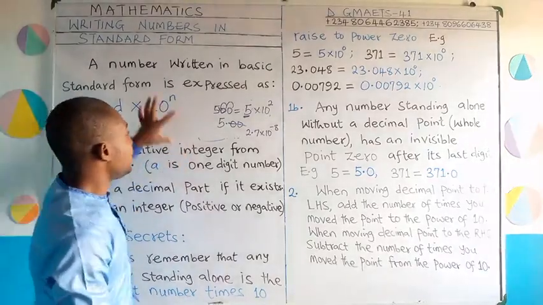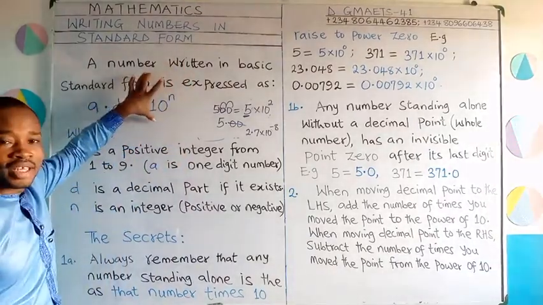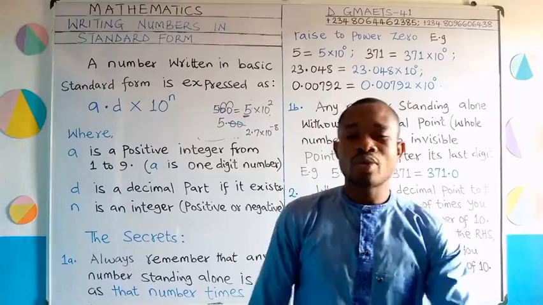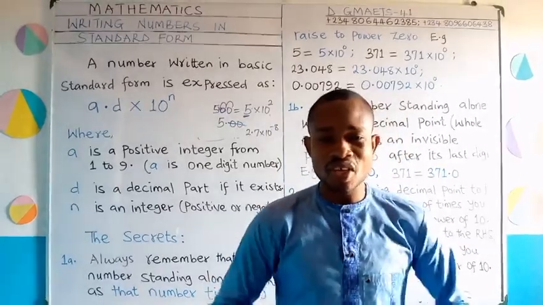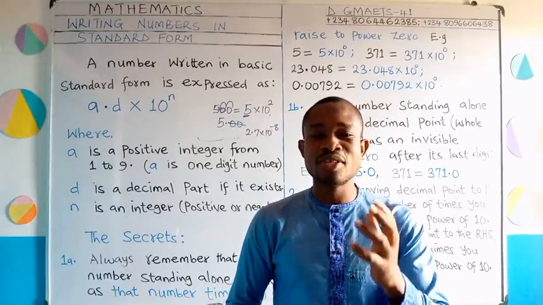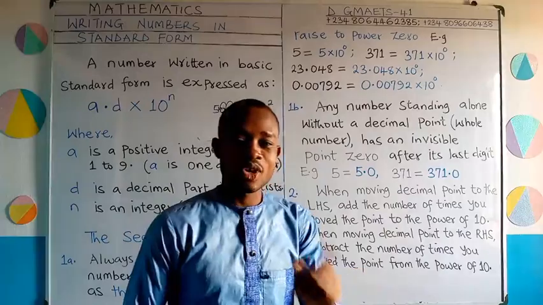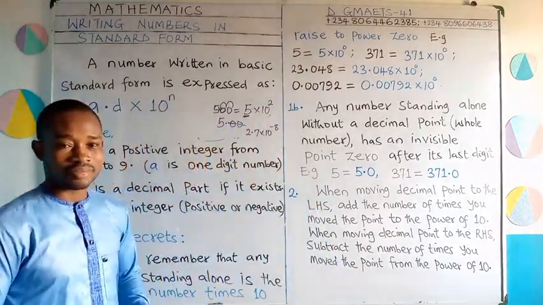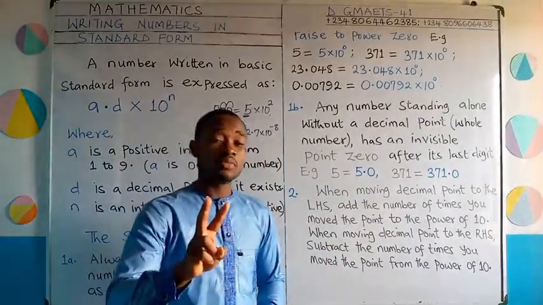Now we've explained what it means to write a number in basic standard form. Now I would like us to move straight on to the secrets, the principles, the guidelines, the things you should be thinking of when you are given a number to write in standard form. I have 2 major secrets here.